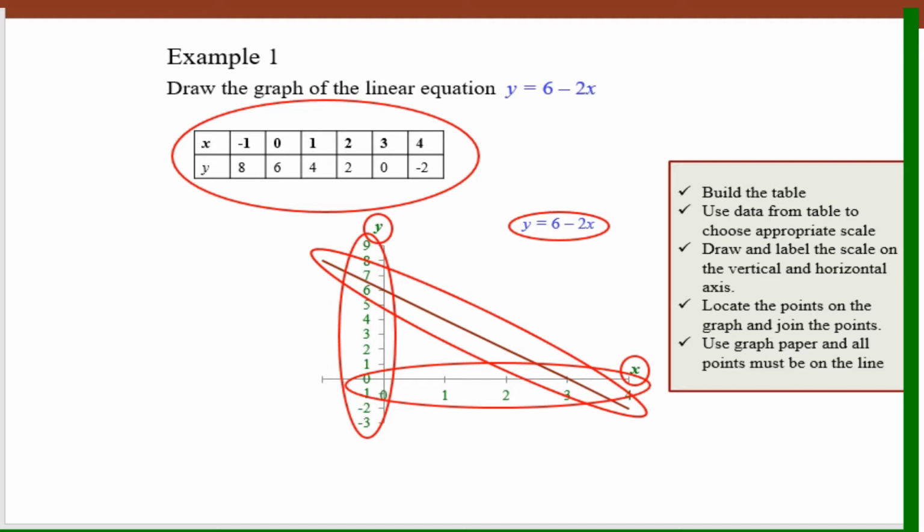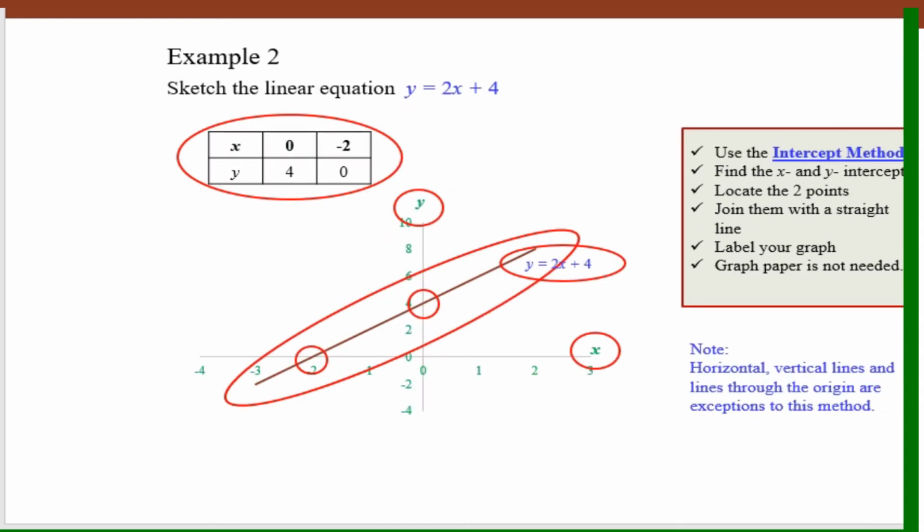All right. Next point, sketch the linear equation y equals to 2x plus 4. This is just sketching. 2 points is enough. Your x-intercept and y-intercept, plot the 2 points, draw the line. You're pretty much done. When x is 0, y is 4, so this is my y-intercept. When y is 0, x is negative 2, that is your x-intercept. Plot the points, label the axis, and label the line.